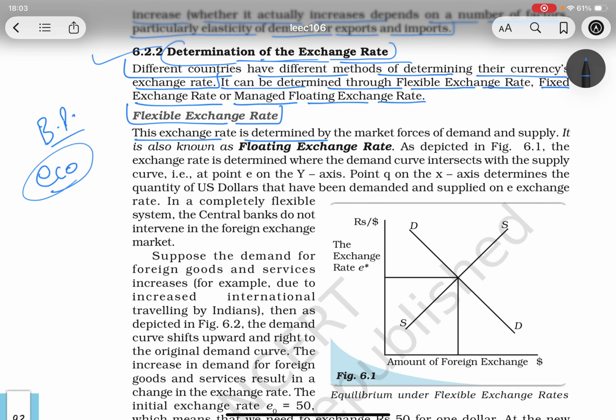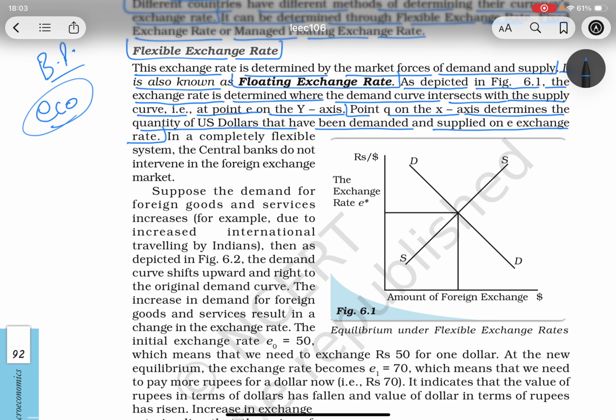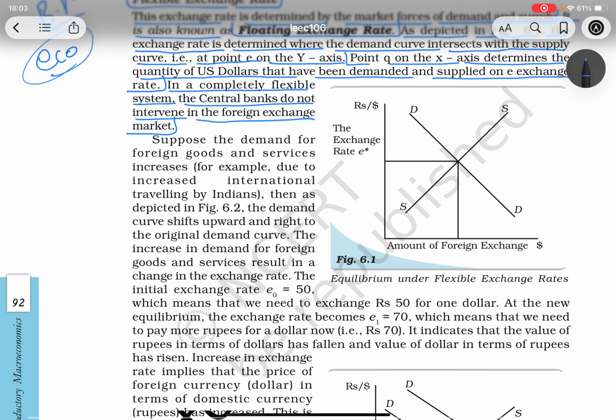Flexible exchange rate. This exchange rate is determined by the market forces of demand and supply. It is also known as floating exchange rate. As depicted in figure 6.1, the exchange rate is determined where the demand curve intersects with the supply curve, that is, at point E. On the y-axis, point Q on the x-axis determines the quantity of US dollars that have been demanded and supplied at the exchange rate. In a completely flexible system, the central banks do not intervene in the foreign exchange market.